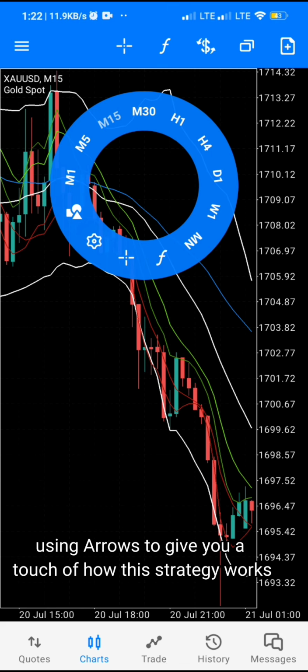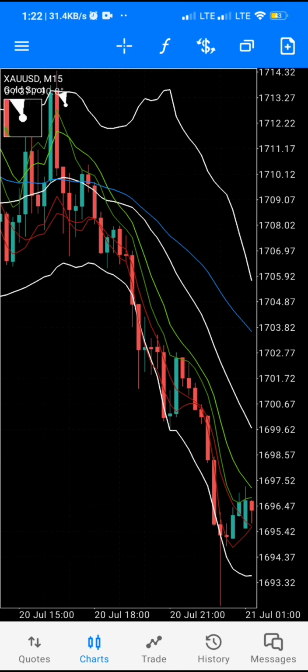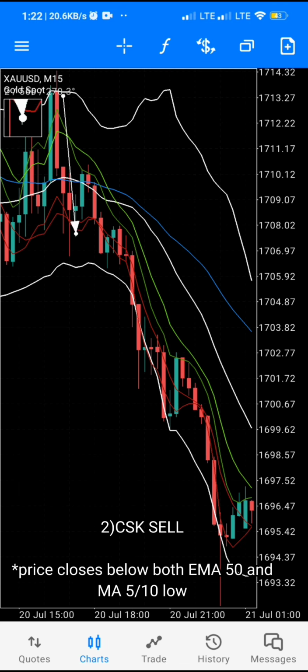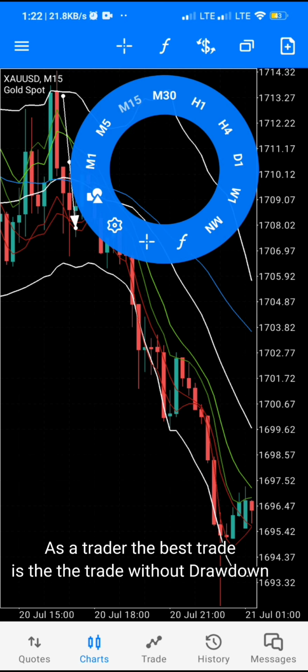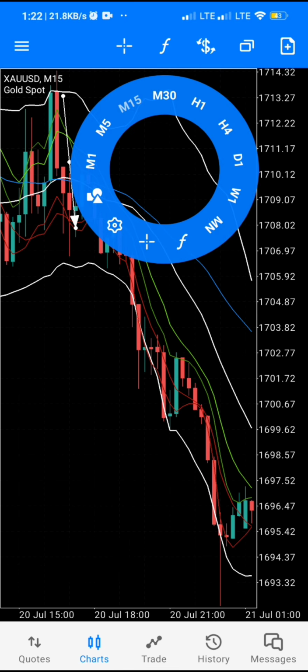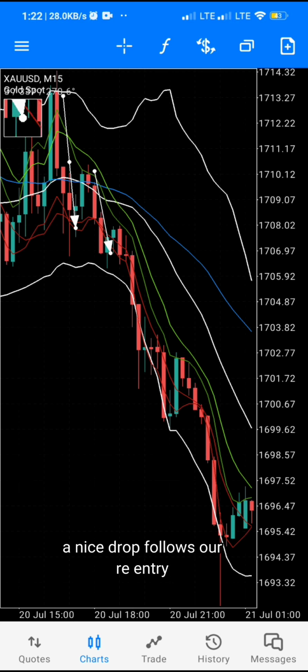I did the movement of the markets. We have the MHV up here. Price fails to close. Then we have the CSK sell. But as you have noticed, I don't like taking my sells at the farthest. I try to look for the best price where other traders are looking for buys. And here we get our re-entry for a nice drop.